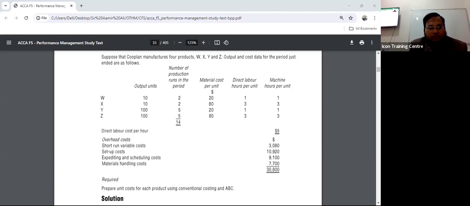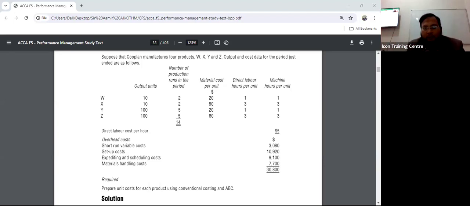Just have a look at the whiteboard. Absorption costing. I will give everything to you. You have got the recorded lesson. I will give the printout. I will also send this file in the WhatsApp group. So just pay attention to what we are doing, right?